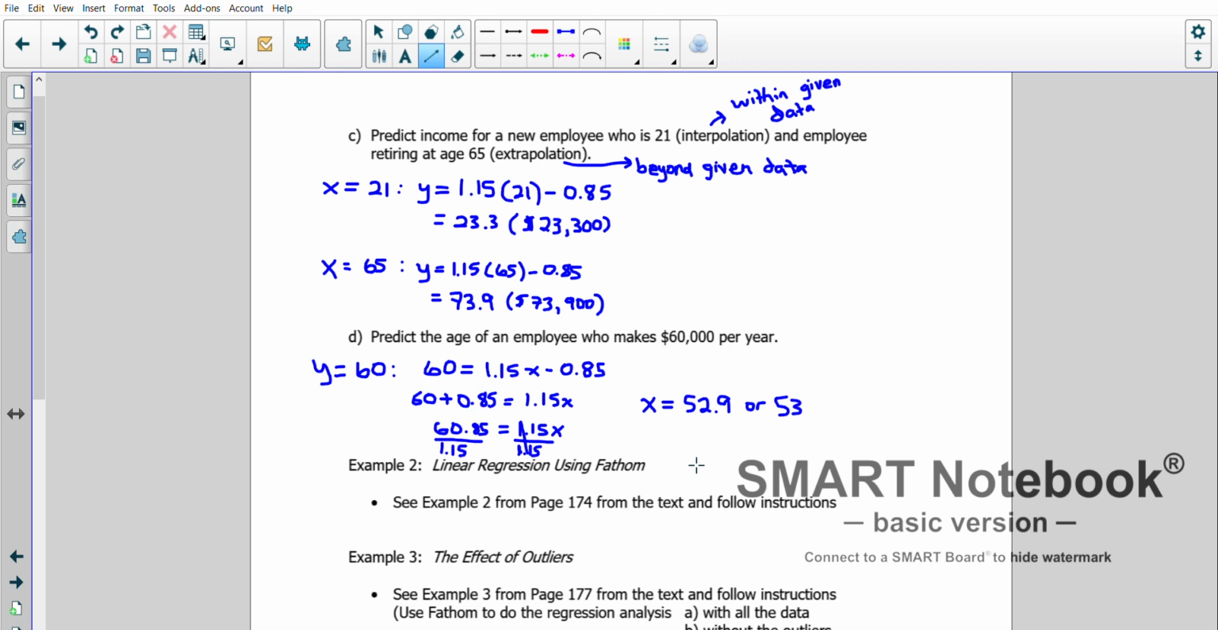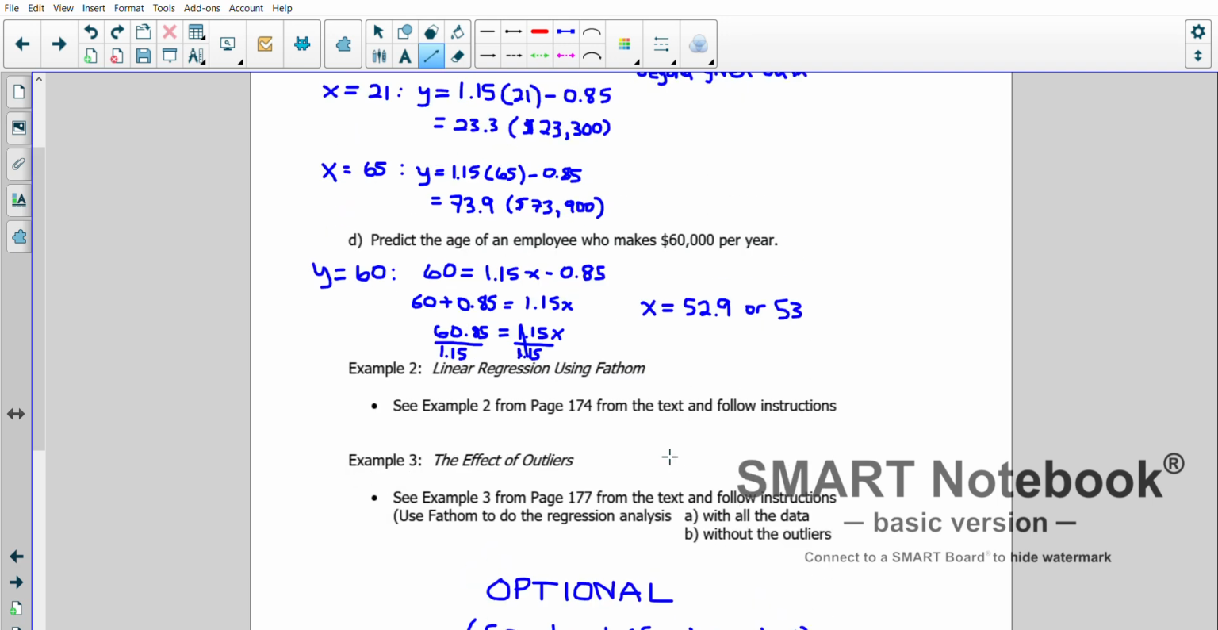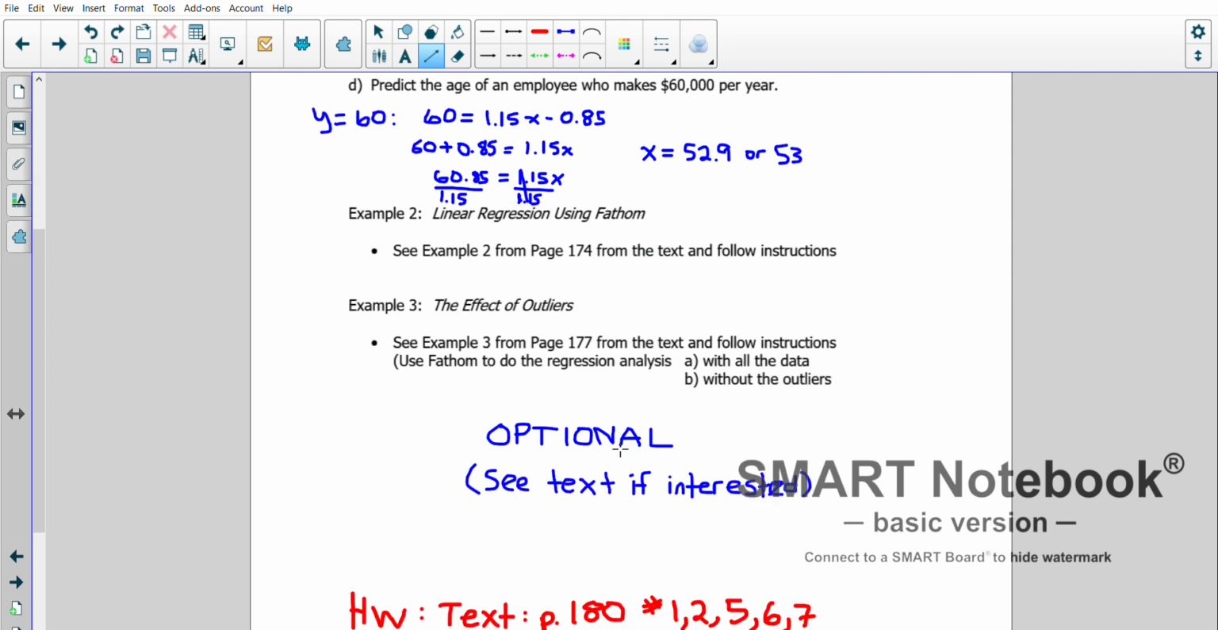So really that's all you're responsible for this lesson. Normally we would take this a step further and get onto the computers, and I would show you how to do these kinds of calculations using Fathom, and then we're also going to use technology to investigate some outliers, but you'll do that with one of your homework questions where you'll just do it manually. But of course, we're not in the classroom, so that won't be happening.